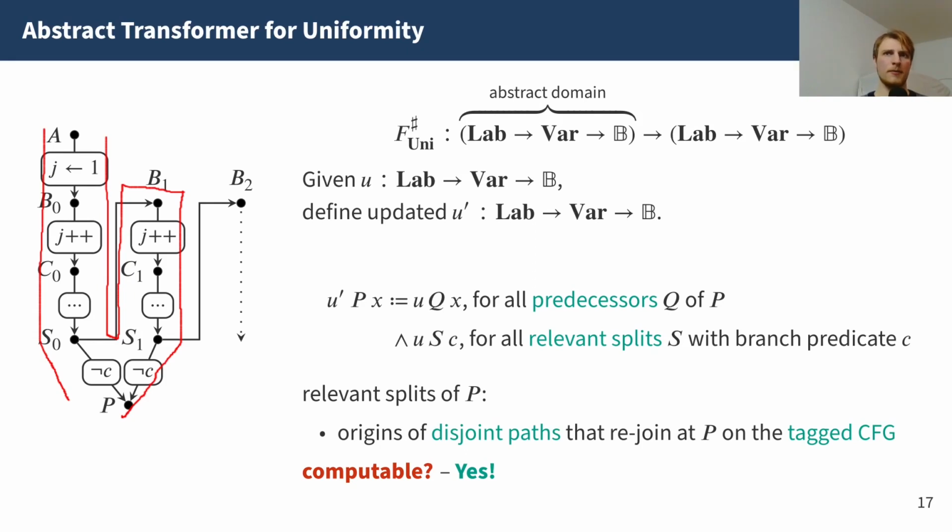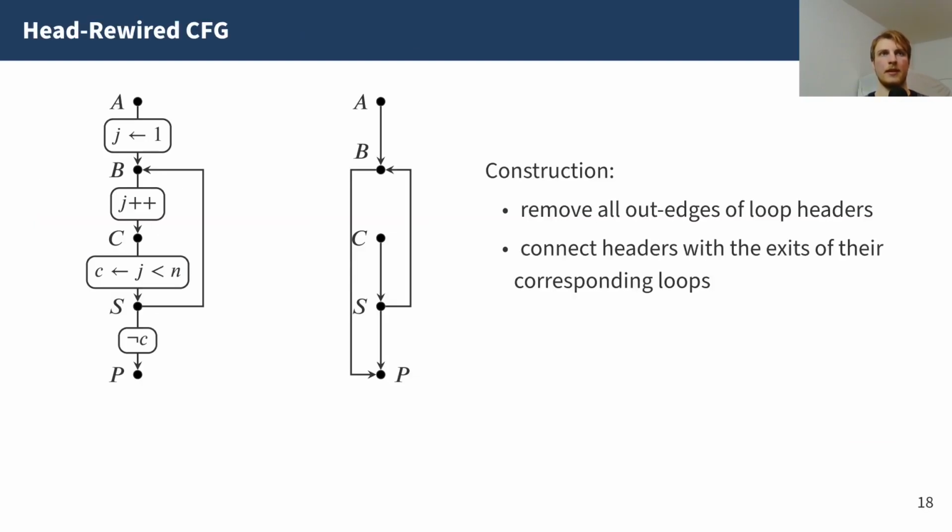But now another problem arises. We have now defined the relevant splits using an infinite graph, and this definition is used in our transformer. Thus, is it even computable? As it turns out, there is another modification of the CFG that we can use to compute the exact same set of splits. We call it the head-rewired CFG.